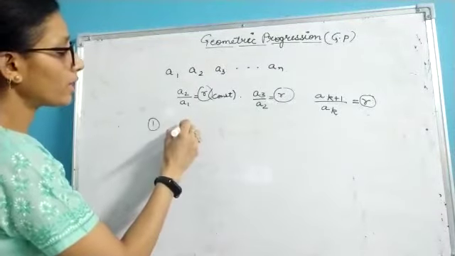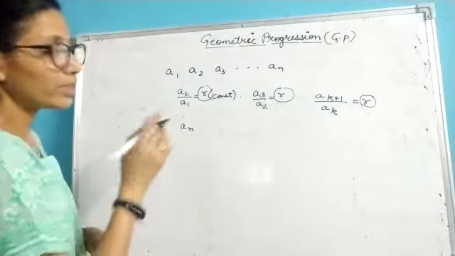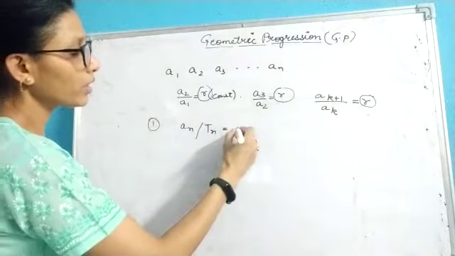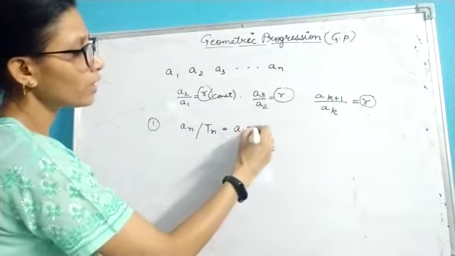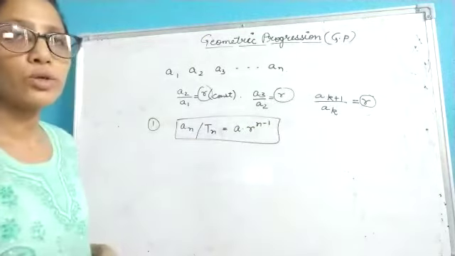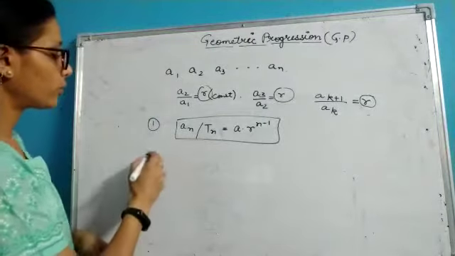Now children, if you want to find out the nth term of the geometric progression, then we have a formula for that. We can write it as An or Tn, and it can be calculated by A into R raised to power n minus 1. So this is one of the formulas which you have to remember for geometric progression.